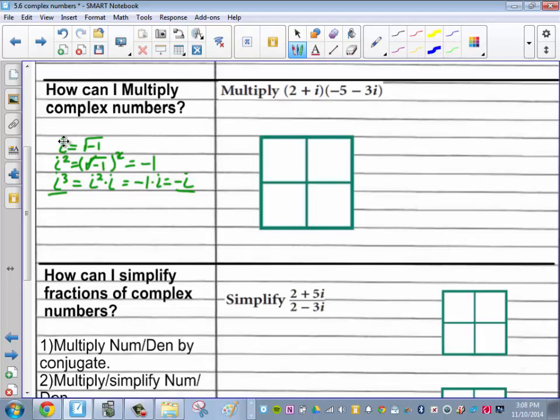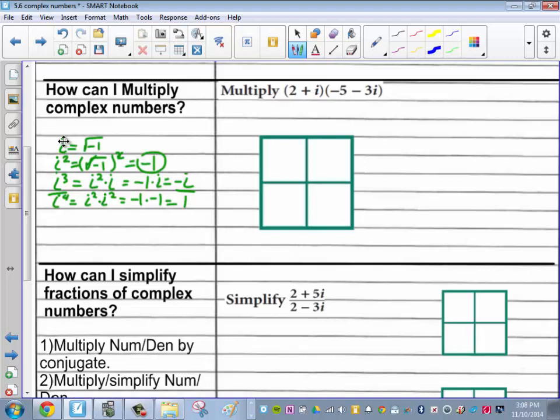Now let's try another one. i to the fourth is equal to i squared times i squared. And this is equal to -1 times -1 because we know i squared is -1. And so therefore this is equal to 1. So i to the fourth is equal to 1.